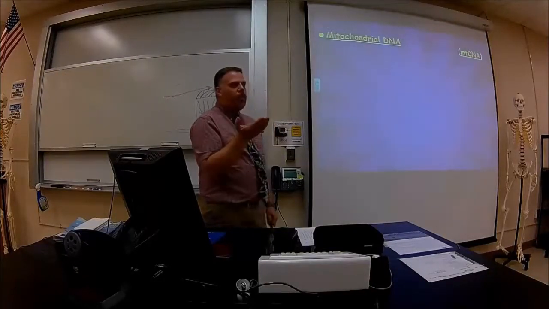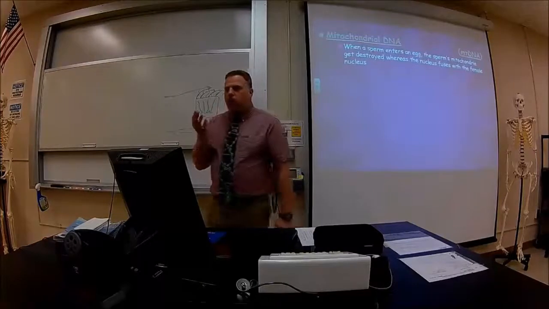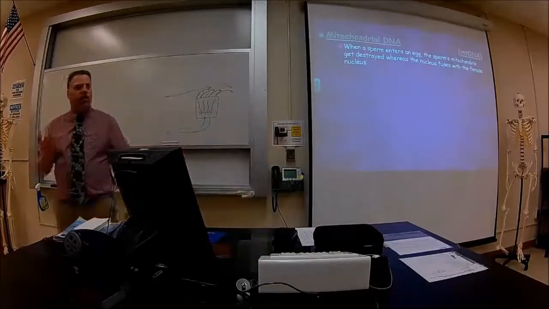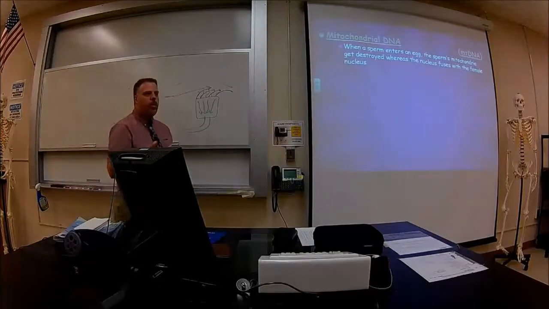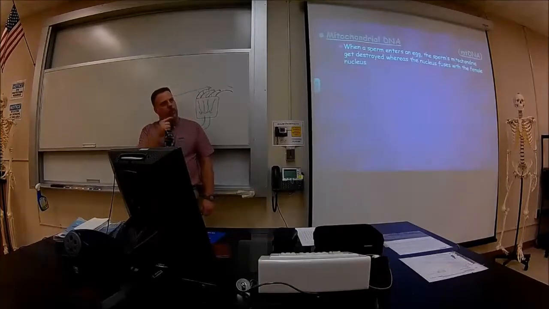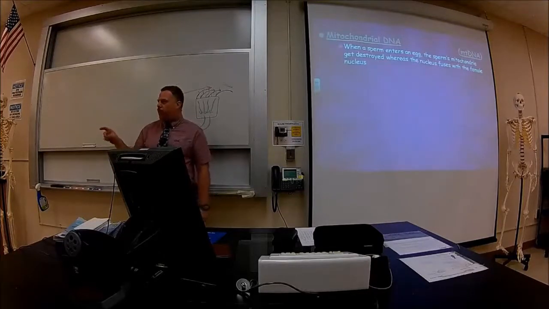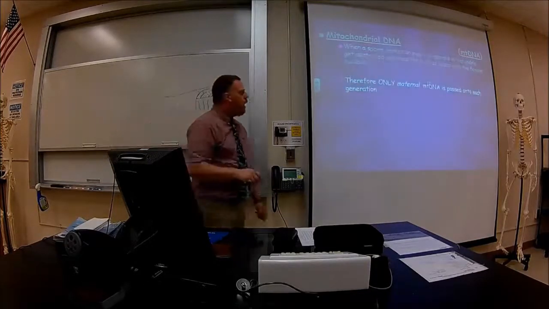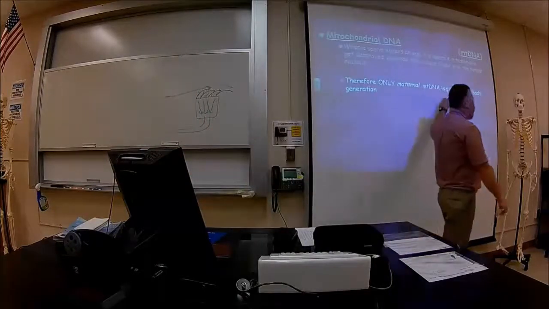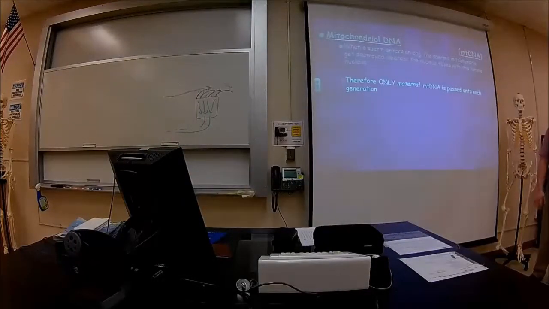So we have this mitochondrial DNA. Okay. When a sperm enters the egg, the sperm's mitochondria gets destroyed. So the mitochondria from the sperm never get into the egg. Does that make sense? But the egg has its own mitochondria. So it has its own DNA from the egg. Okay? Therefore, only maternal mitochondrial DNA can get passed onto the next generation. The male's doesn't. Does that make sense?